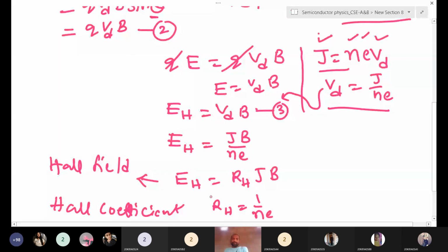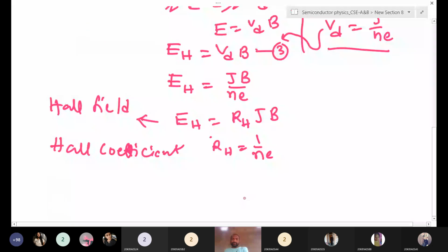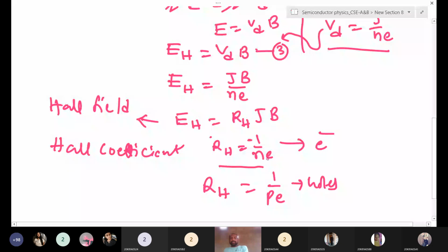If you derive the same thing for holes, RH is equal to 1 by Pe. So this is for holes. The electron charge is negative, so you write a minus here. For electrons, the Hall coefficient is always minus 1 by Ne. For holes, the Hall coefficient is 1 by Pe, because hole charge is positive and electron charge is negative. So this is the Hall coefficient and Hall field.